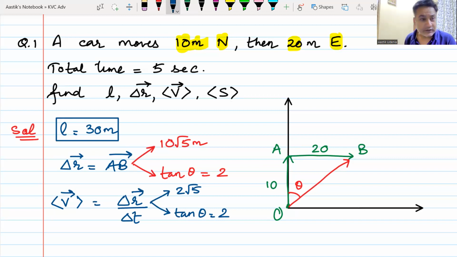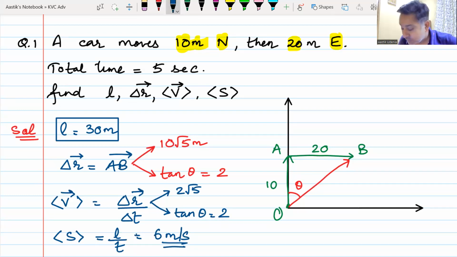Now let us talk about the last thing, which is the average speed. Average speed is total distance divided by total time. 10 plus 20 is 30, so L divided by T is 30 divided by 5. It is 6 meters per second. Do we understand this? So this is how we can find the average speed and average velocity.